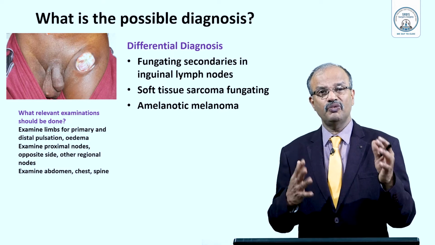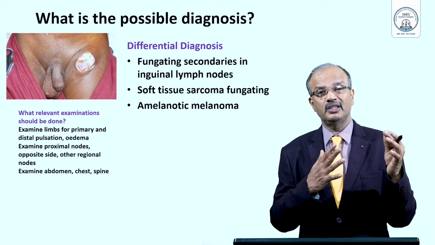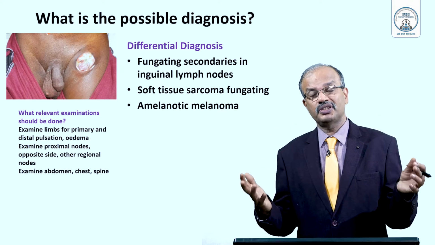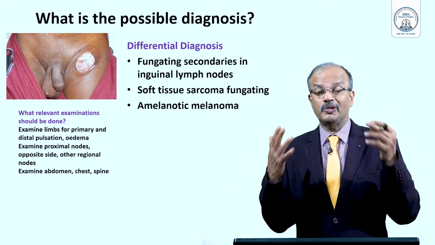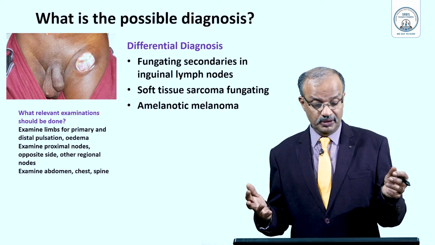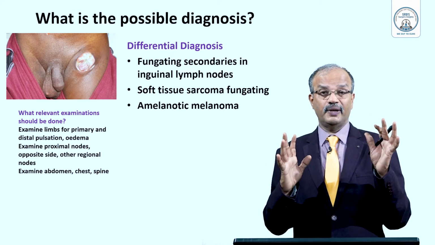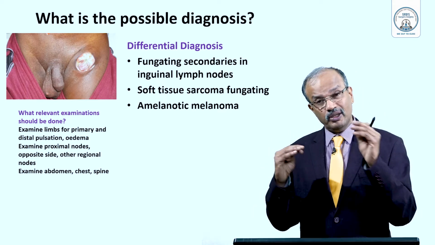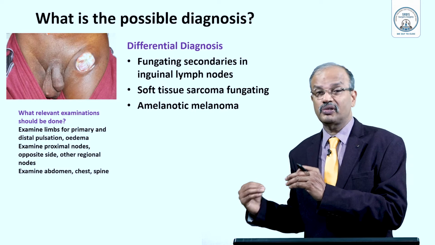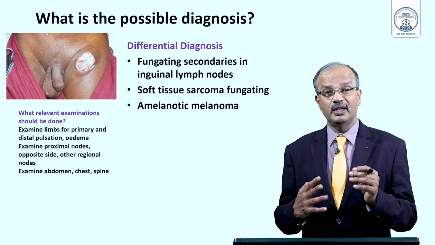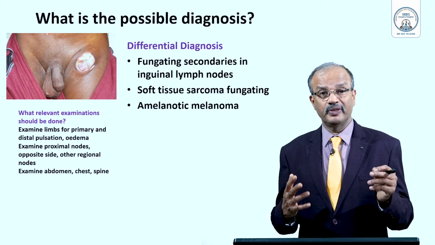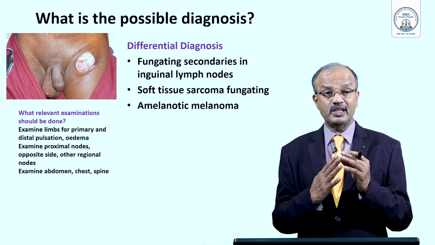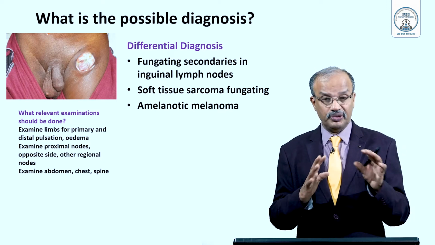Suppose it is a lymphoma or other malignancy, or melanoma, it may spread to the chest, lungs, brain, and spine and bone also. So you have to examine the patient as a whole. Every system has to be examined. Local infiltration also you have to look for, pulse and edema, and limb movement also you have to check. All this clinical examination has to be done once you see this patient.